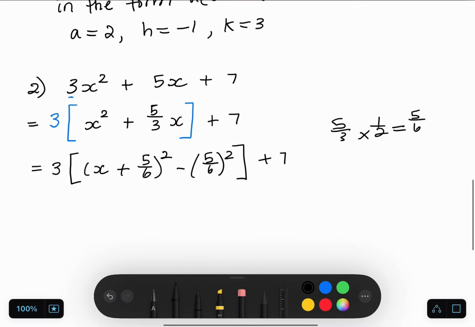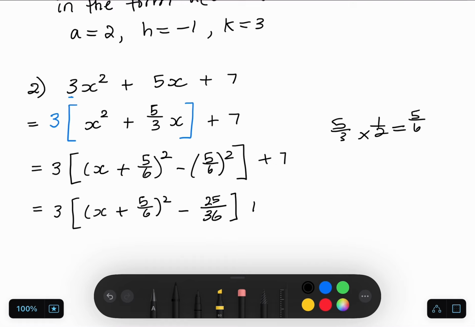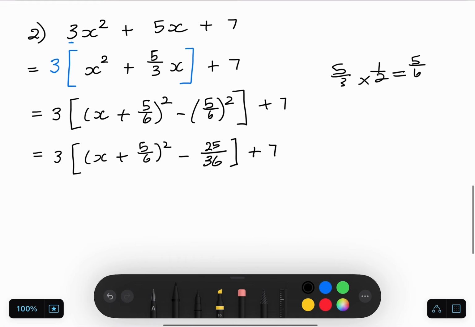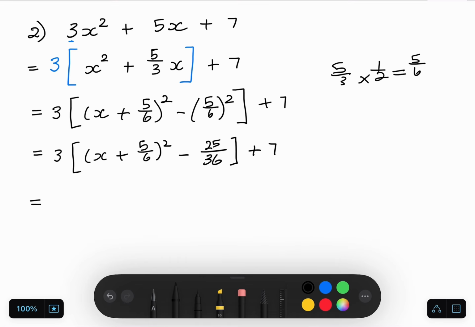All right, let's simplify. So 3 still on the outside, x plus 5 over 6 squared. This is already half of the completed square format done. We just have to simplify this 5 over 6 squared. So when you're squaring a fraction, you square the numerator. 5 squared is 25, and then you square the denominator. 6 squared is 36. Close your brackets, add your 7 on the outside. And now I could finally distribute the 3 throughout to remove the square brackets.